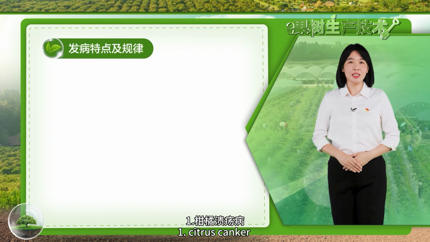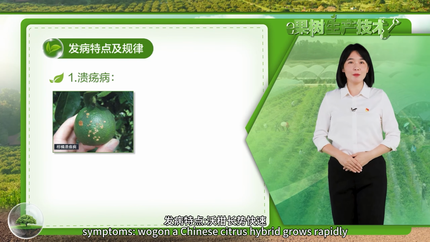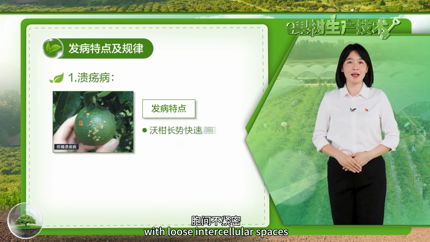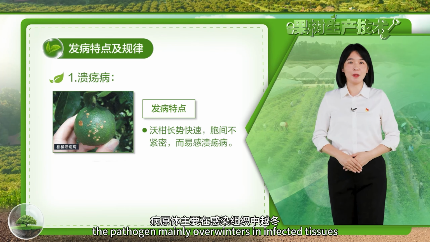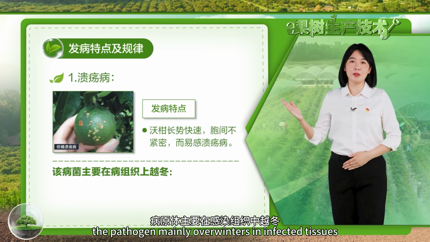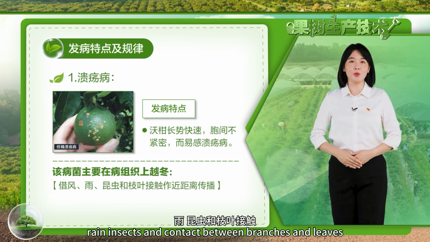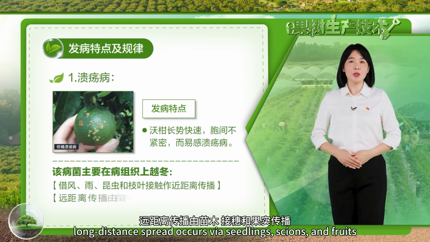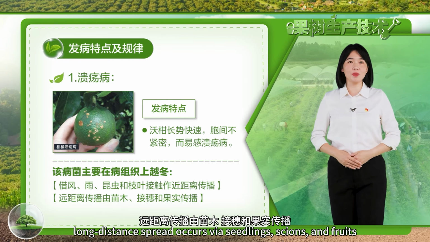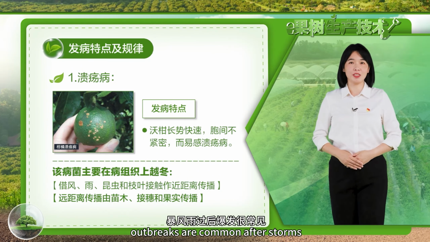1. Citrus canker. Symptoms. Wogan, a Chinese citrus hybrid, grows rapidly, with loose intercellular spaces, making it susceptible to canker. The pathogen mainly overwinters in infected tissues. It spreads locally via wind, rain, insects, and contact between branches and leaves. Long-distance spread occurs via seedlings, scions, and fruits. Outbreaks are common after storms.